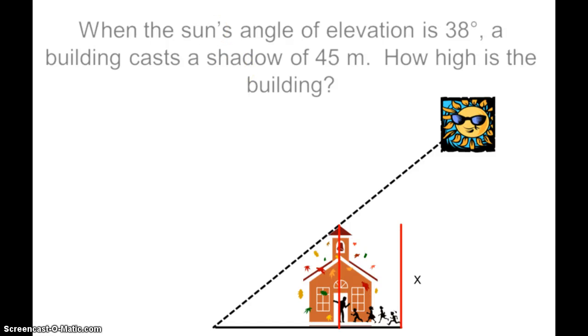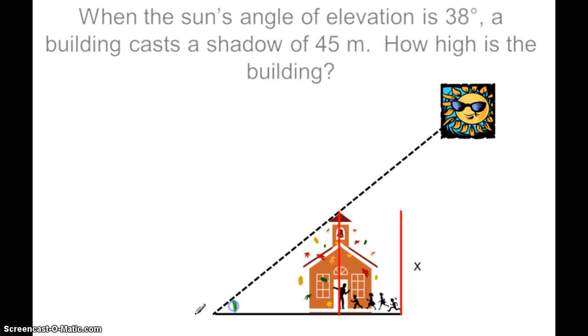So I've kind of drawn a few things on this picture already. Let's go back through and label. When the sun's angle of elevation is 38, we're talking about elevation from the ground to the angle where the sun is in the sky. This is 38 degrees. A building casts a shadow of 45 meters. So from here, the tallest point in the building, to here, that shadow, 45 meters long. How high is the building? I had trouble drawing it on the picture here, but this is what I want to know. How tall is that building? That's this measurement here, x.